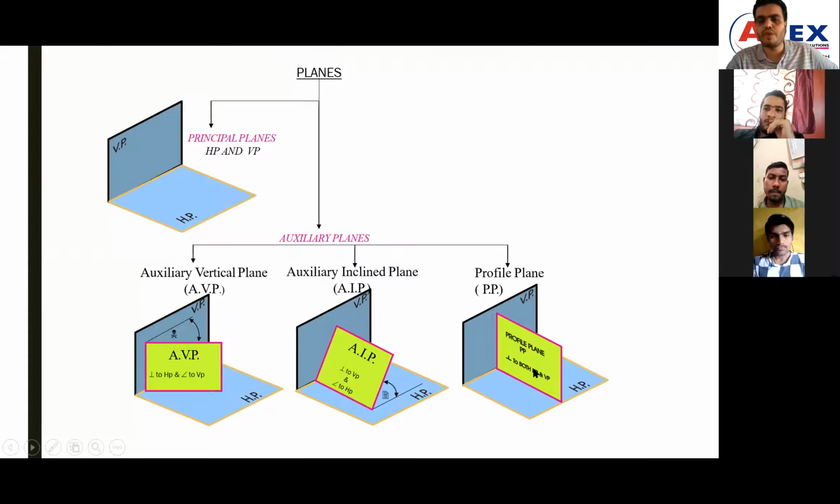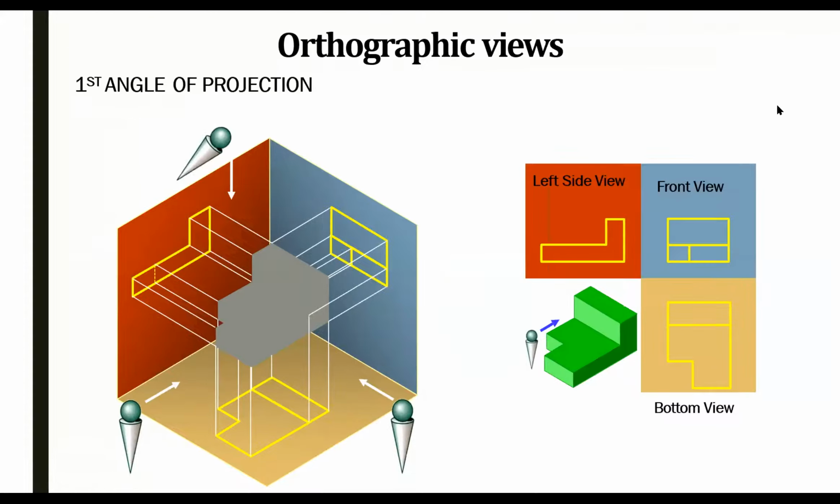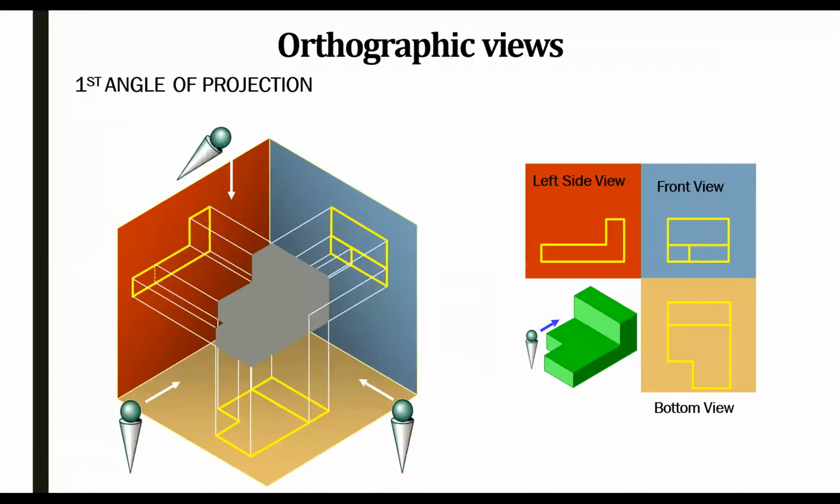So this is the profile plane. It is perpendicular to both the horizontal as well as the vertical axis. Okay. Next, we will come to the first angle of projection. We'll see what the first angle of projection is. Here, try to understand. I'll just open it, so wait for a while.